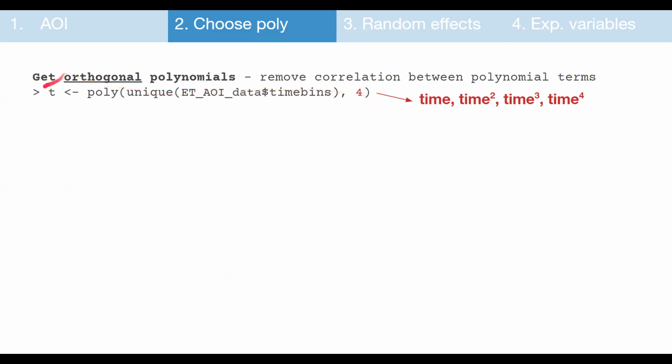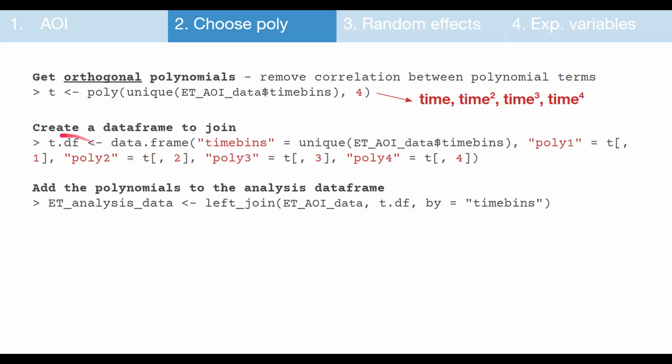So what this function is creating is a linear time, a quadratic time, a cubic time, and a quartic time. But actually, it's not just time because it's the orthogonal time. So this would be a little bit more strange than just this.